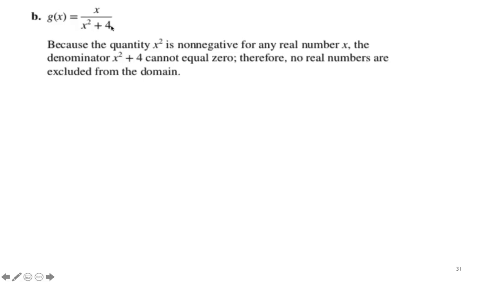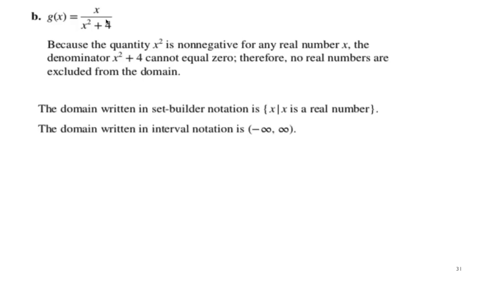Non-negative number plus 4 is going to be positive. So the bottom is always positive, meaning it's always bigger than 0. So it can never be equal to 0. So therefore that means that there's no points where this is 0. That means all points are allowed, and so the domain is all real numbers.